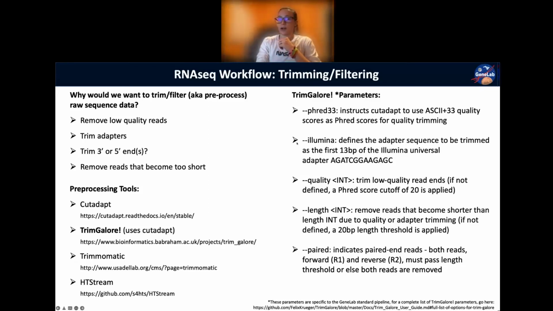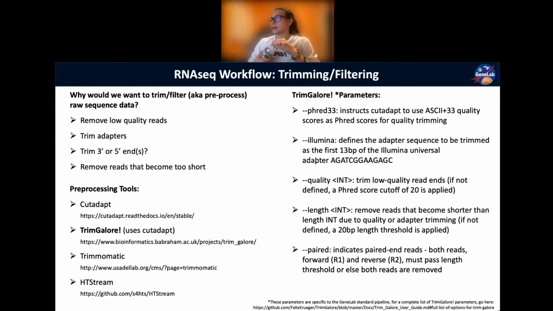And so I just want to go over a couple of these options that we'll be running. So --phred33 is going to instruct Cutadapt to use the ASCII 33 quality scores. Those are the quality scores provided in your FastQC files. Earlier on in sequencing, Phred 64 was used, and you can also put that in here, depending on what the quality scores are in your data. We know that our data uses ASCII 33, so we use the phred33 option here. That's also the default.